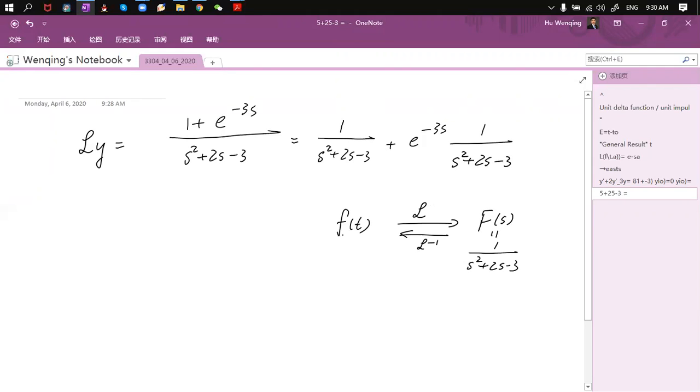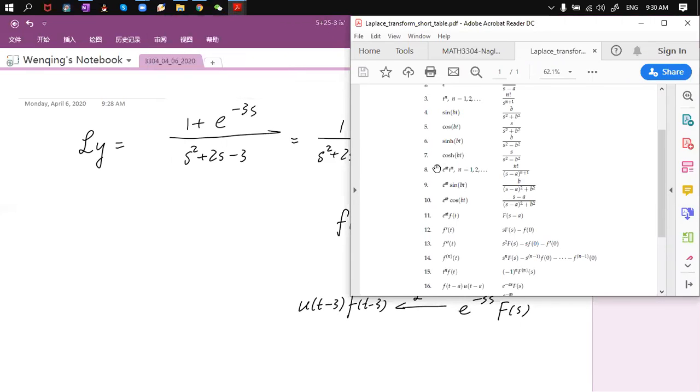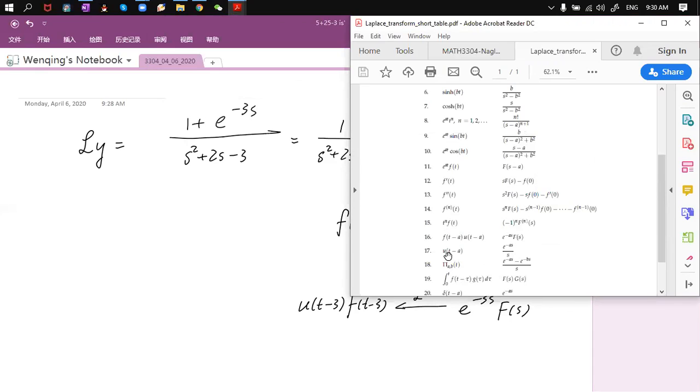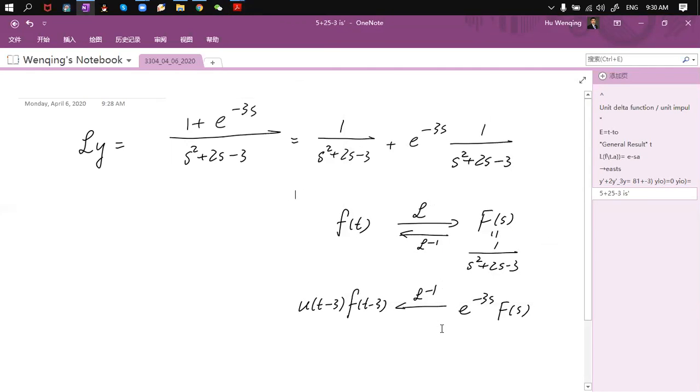Now, this e power minus 3 times s is multiplied by F of s. You have to use the shift table of the inverse Laplace transform. It is going to give you u(t minus 3) multiplied by small f(t minus 3). For all this stuff, it's not so hard, because if you don't know them, you can search for this kind of transformation on the table. Here I'm using line 16 of the table, so you can always resort to the tables to obtain what you want.